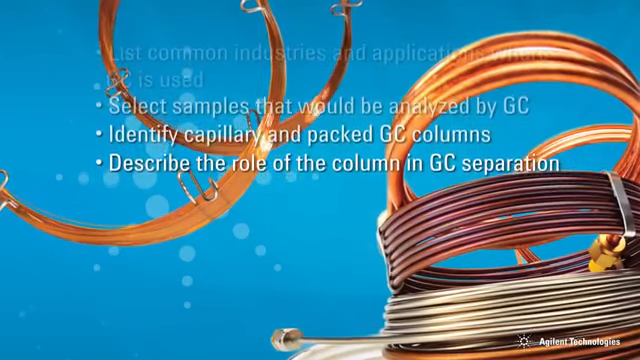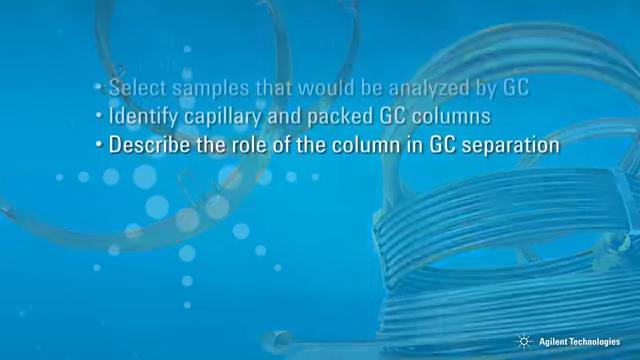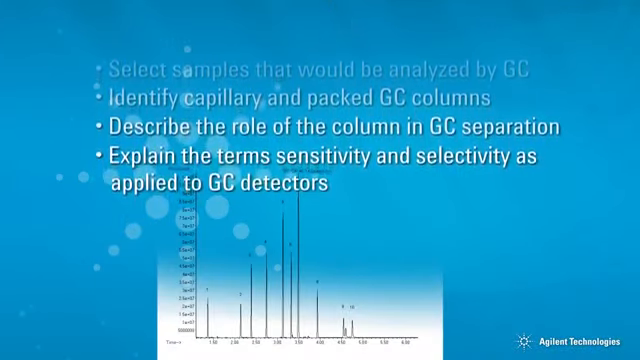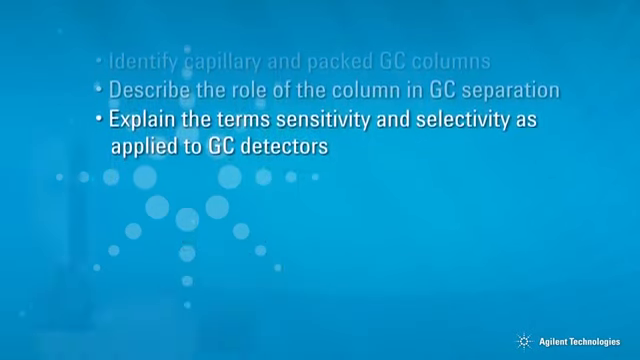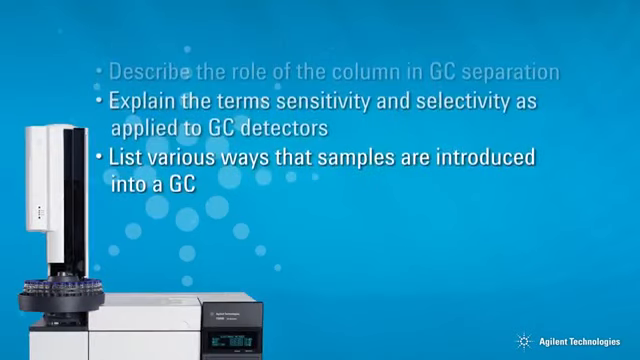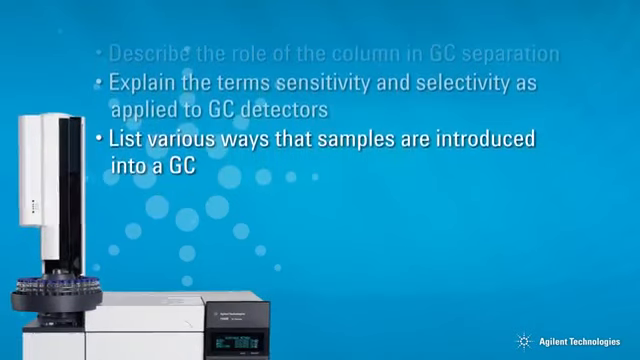Identify capillary and packed GC columns. Describe the role of the column in GC separation. Explain the terms sensitivity and selectivity as applied to GC detectors. List various ways that samples are introduced into a GC.